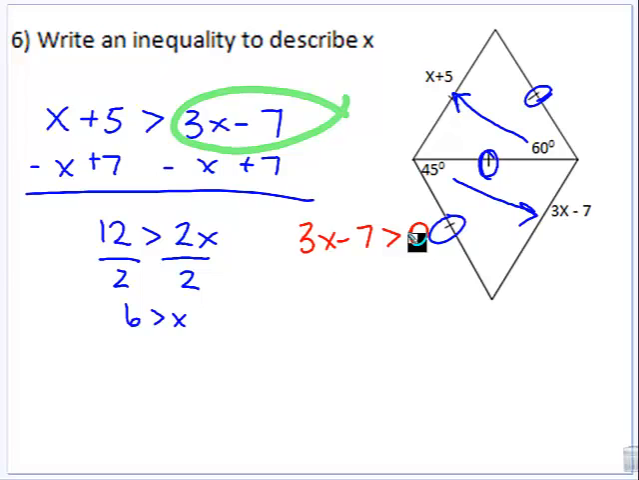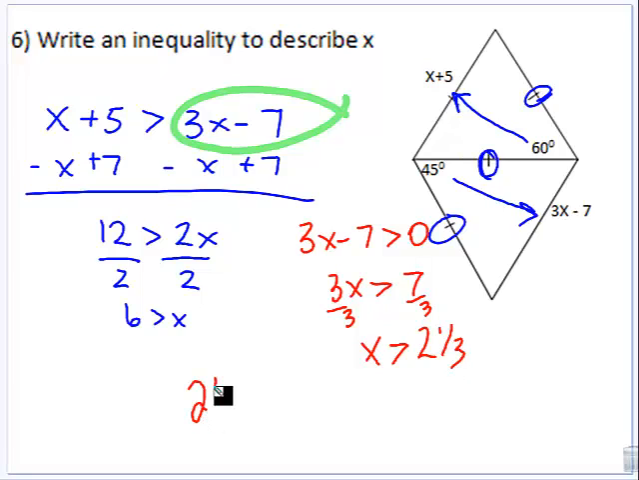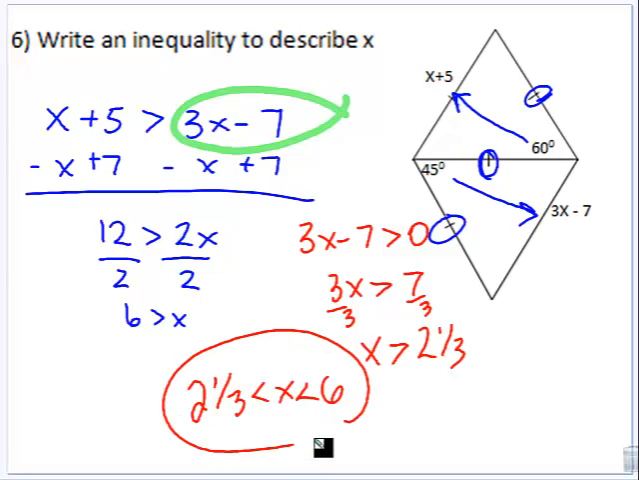Okay, plus 7. So 3x is greater than 7. Divide by 3. 2 and 1/3. That's the quicker mathematics I like to hear. So what's going to be my range of values? 2 and 1/3 is less than 6. Very good. 2 and 1/3 is less than x, which is less than 6.